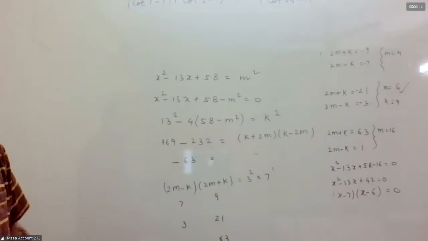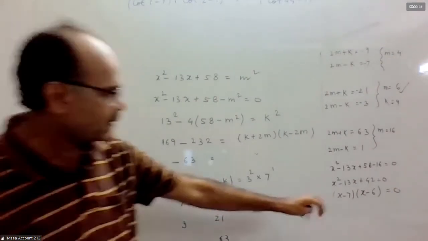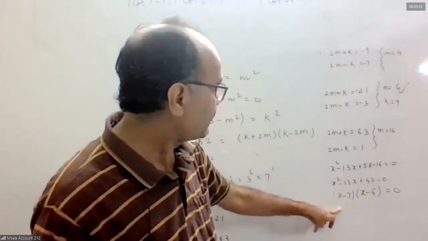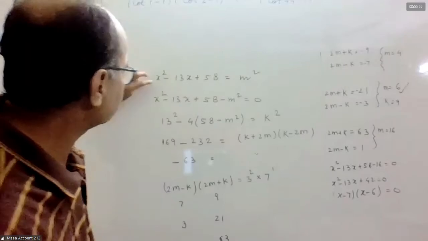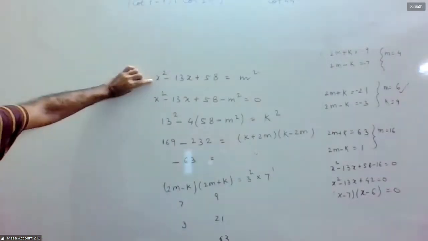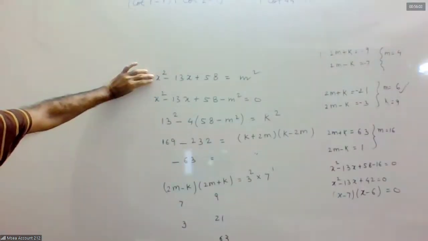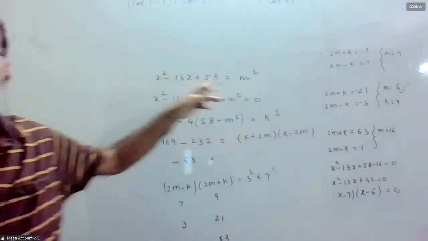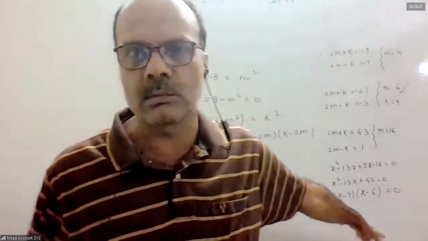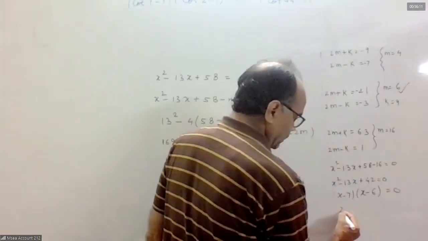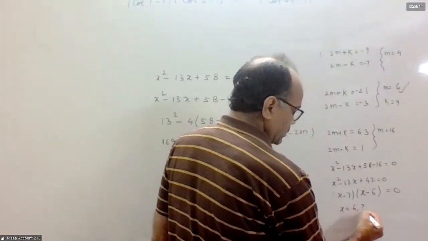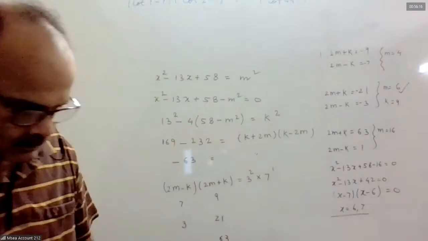The value of x is 6 and 7. For integral values of x, 6 and 7, this quantity is square of some integer. Check it. 49. Definitely it will, because we are getting integral value. So one set of values of x is 6 and 7. Okay.